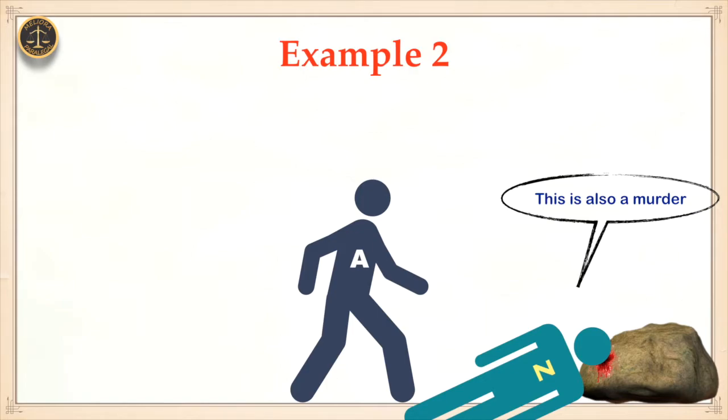But if A, not knowing that Z is laboring under any disease, gives him such a blow as would not in the ordinary course of nature kill a person in a sound state of health, here A, although he may have intended to cause bodily injury, is not guilty of murder if he did not intend to cause death or such bodily injury as in the ordinary course of nature would cause death.